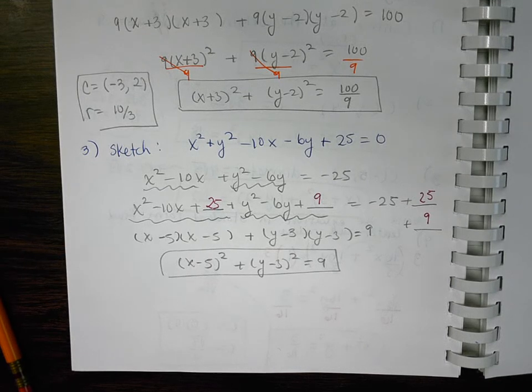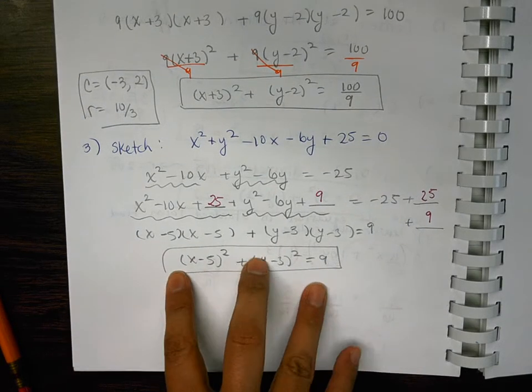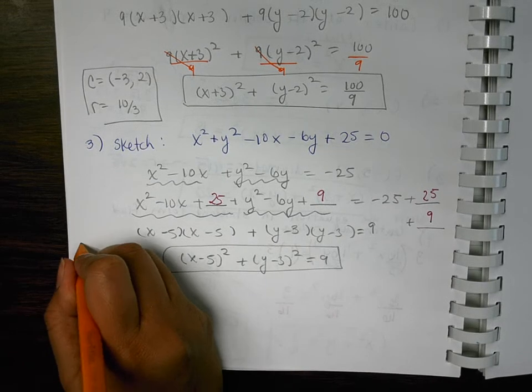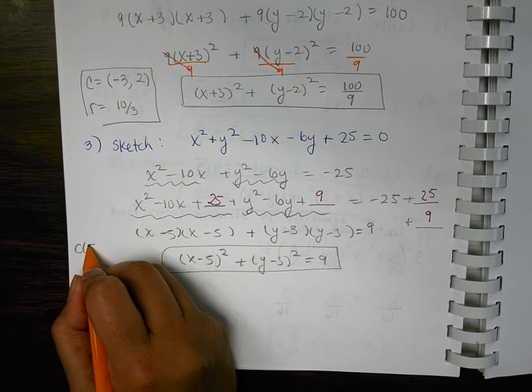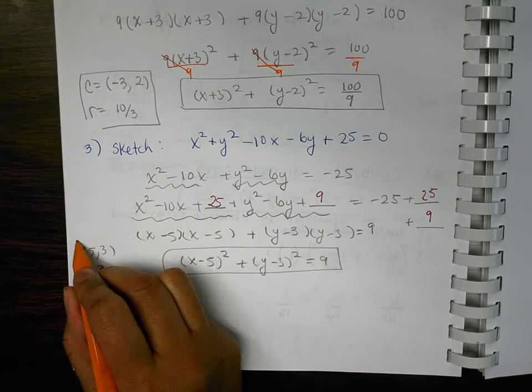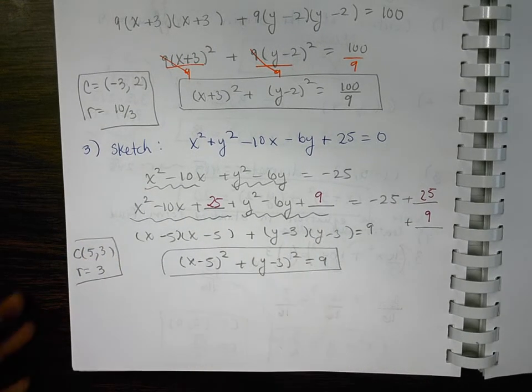Didn't we forget to square root the 9? We don't square root the 9 in the answer, in the standard form. We will when we find the center and radius. All right, what's the center? 5 and 3. What's the radius? 3. All right, so just a quick review on how to sketch.